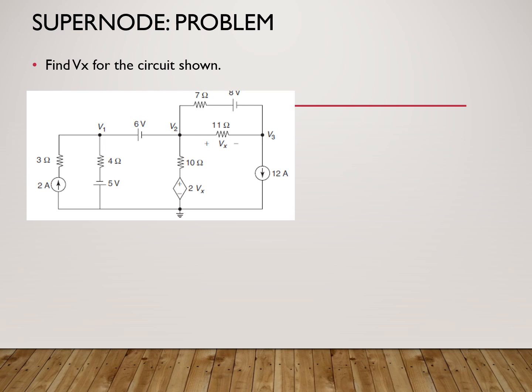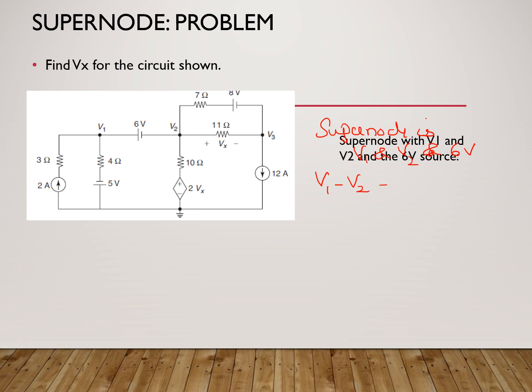Okay. So now we have another problem here. In this case, again between V1 and V2, there is a voltage source, a 6 volt. So V1 and V2 are forming a super node, right? So the super node is V1, V2, and the 6 volt, right? Here we can write that V1 minus V2 is equal to 6. That is the first equation we are going to be writing here.